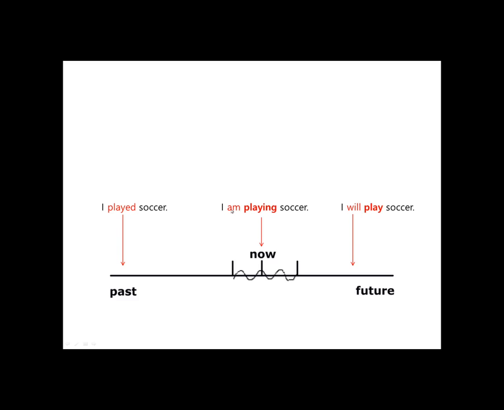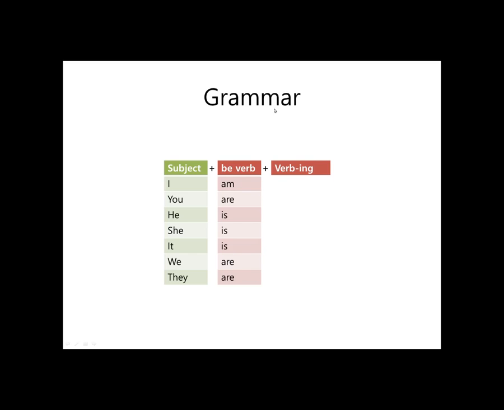And present continuous, so am is present, and playing is a continuous. So we know I am playing soccer is an action happening now. Okay, so an action happening at the moment in the present time. Okay, so the grammar to make these sentences is simple.